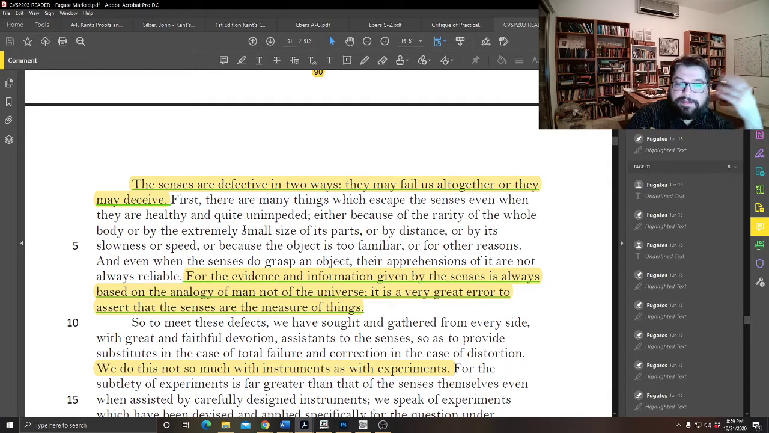On the other hand, the things that we do see, they often deceive us. If you put a stick in a glass of water, it will look broken, but it's not. Rainbows look like they're out there in the sky, but they are not. There are all kinds of illusions of the senses.